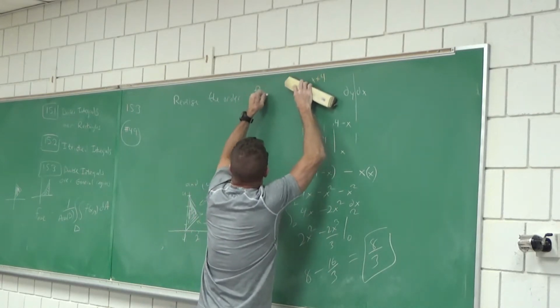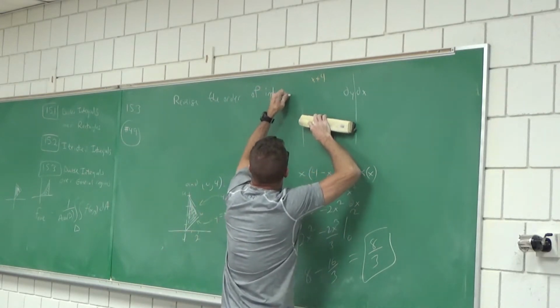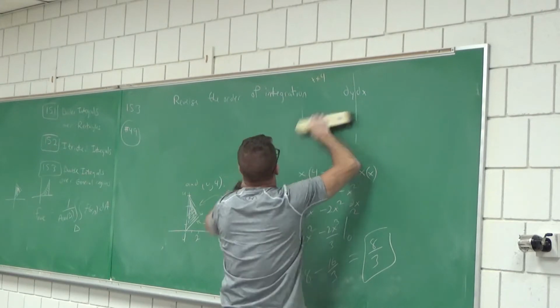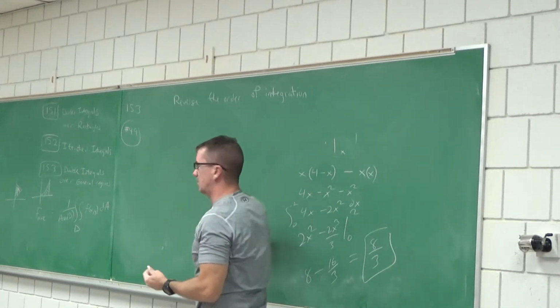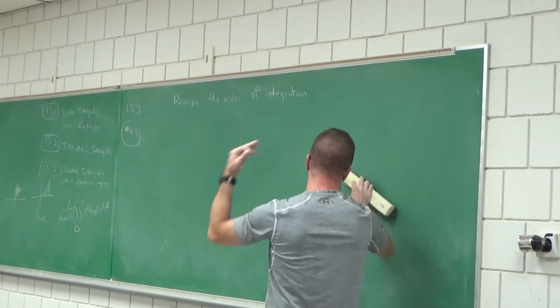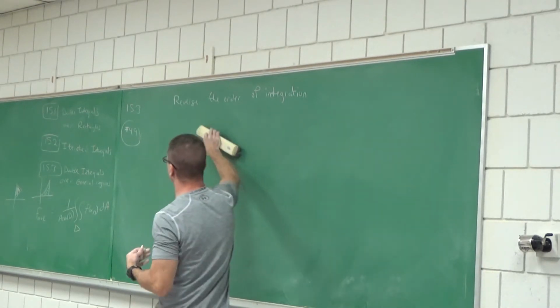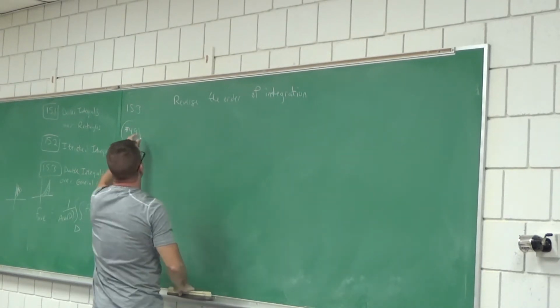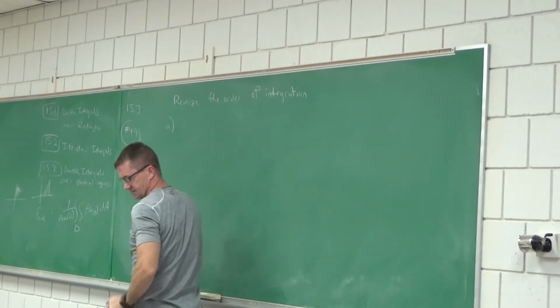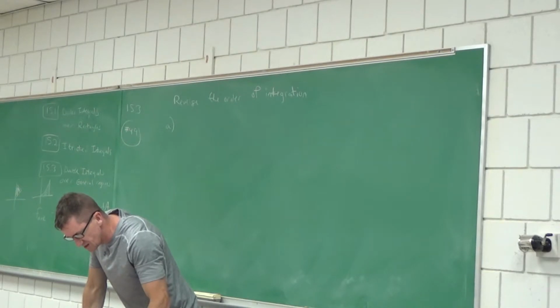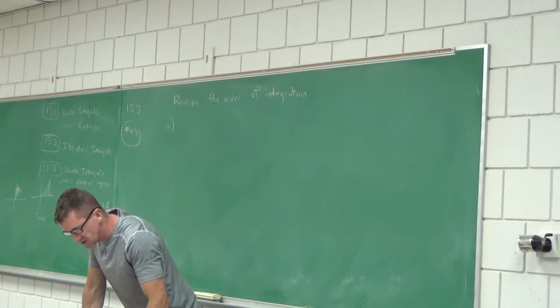Why do you want to do that? So I thought I'd give you a problem where it was necessary. If we did it one way, our methods that we know, integration by parts, u subs, and partial fractions, wouldn't work. So I'm going to put letter A. Here's the setup. Reverse the order of integration.